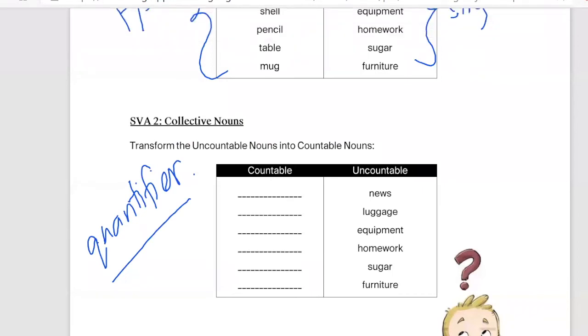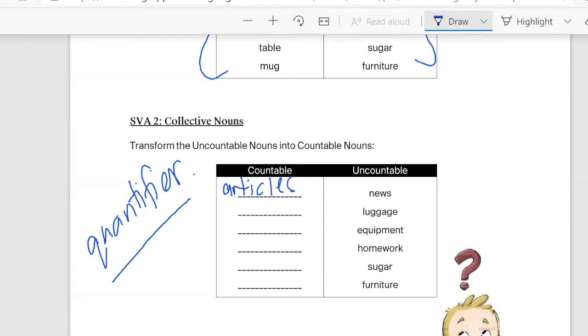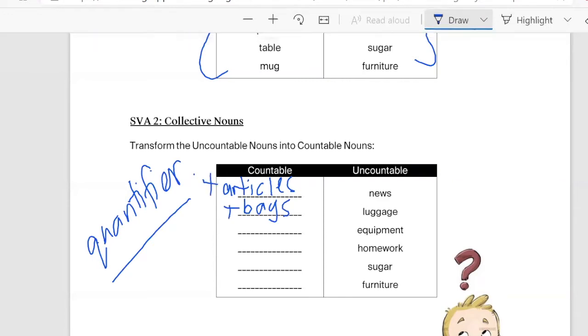If you have your worksheet with you, or if you have excellent memory, how do we make news articles? We add in articles, right? News articles, and we make them countable. Luggage, we have luggage bags. Okay, we put a plus, so we know, okay? It's not just on its own like that.